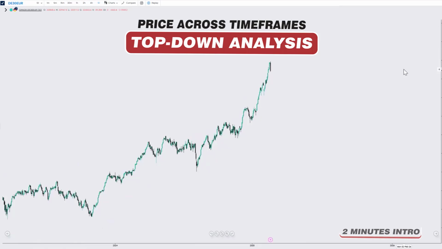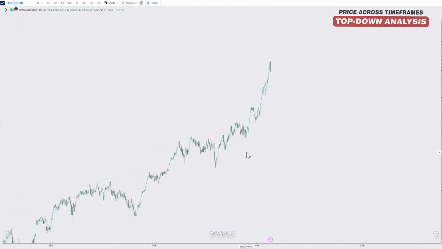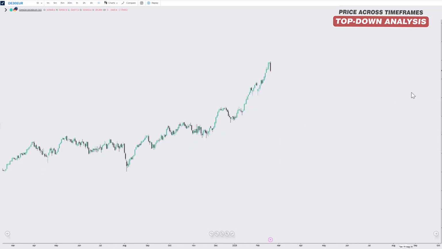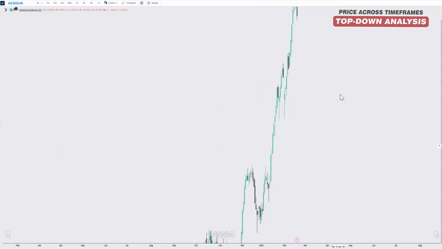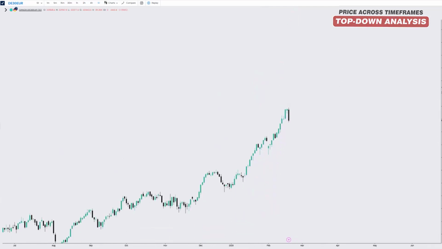Now, if you want to do top-down analysis, you can do it with three different time frames, right? Higher time frame, medium time frame, and your lower time frame. But in today's lesson, I might use just two time frames. So by just zooming out, you can see that price is clearly in an uptrend. So if you want to look for trade opportunities on this particular instrument, it's necessary that you look for your buy opportunities in this case.